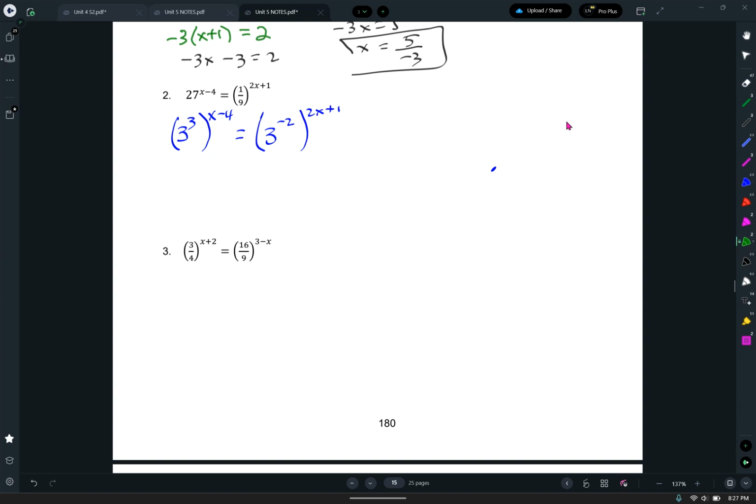Because when you raise one power to another, what you actually do is you multiply your exponents. So that means this exponent has to equal this exponent. So in other words, 3x minus 12, that would be the exponent on the left, has to equal, and I'm going to have to distribute the negative 2, negative 4x minus 2, which will be the exponent on the right. And now you can just solve a very basic pre-algebra problem, right? I'll move my x's to the same side. I'll move my numbers to the same side. So if I add 12, that's going to be a 10. So x equals 10 over 7.